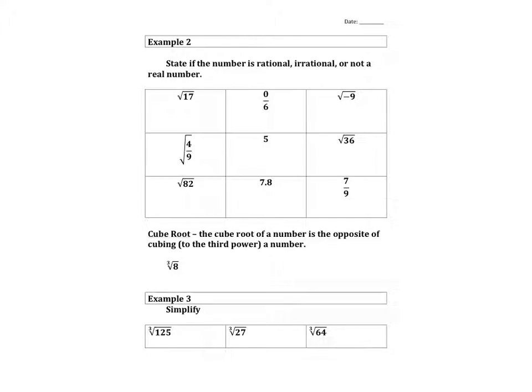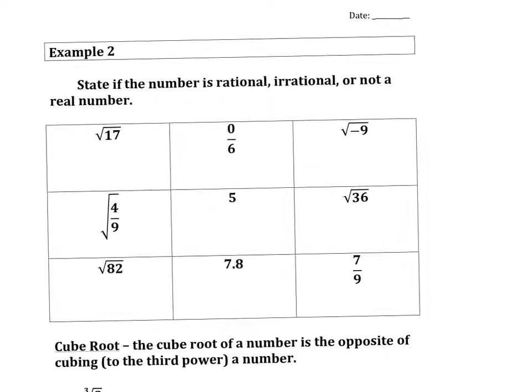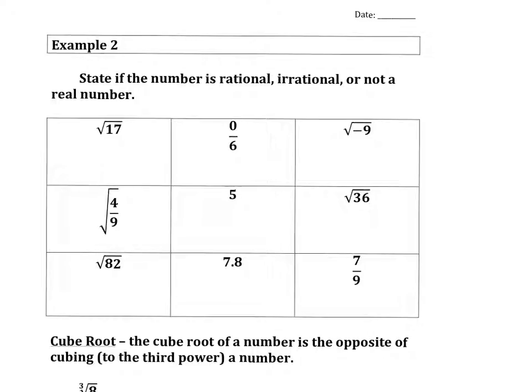The next section has a little bit different directions. It says, state if the number is rational, irrational, or not real. So they just have very simple directions: rational, irrational, or not real. The first number, square root of 17. So the square root of 17 is not a number that we know the square root of off the top of our head. It's not a perfect square. So that would make it irrational.